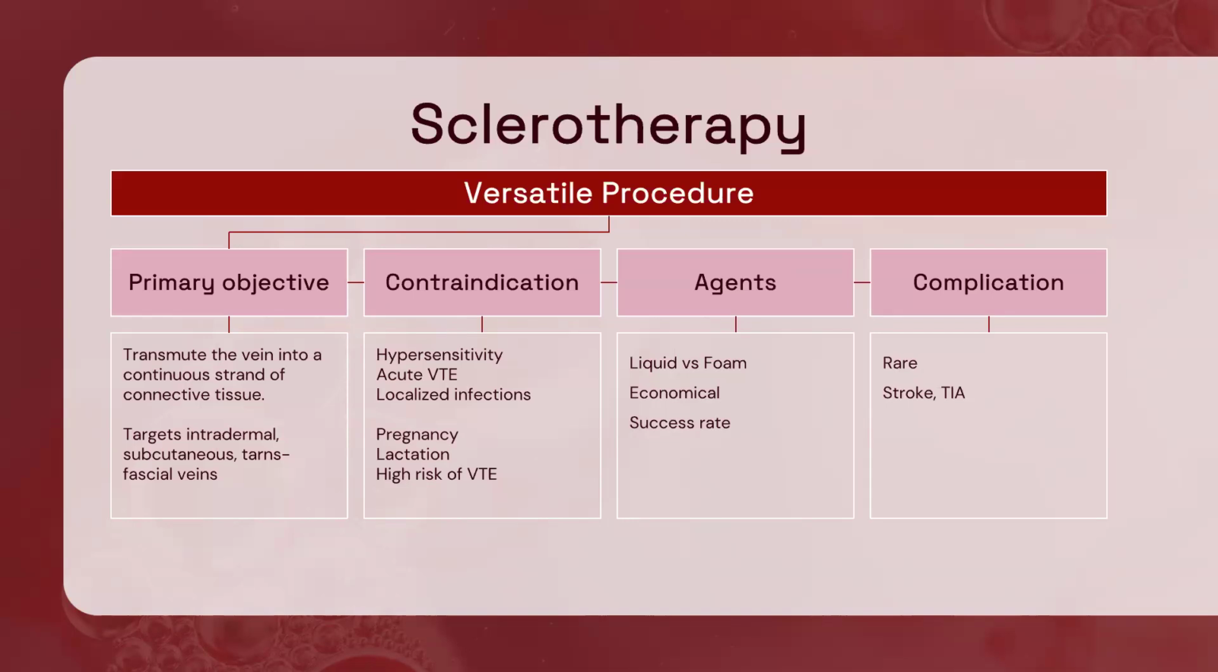You continue, sir. So, coming to the procedures, sclerotherapy is a versatile procedure with the primary objective to transmute the vein into a continuous strand of connective tissue. It can target intradermal, subcutaneous, and transfascial veins. The absolute contraindications are hypersensitivity to the sclerotherapy agent, acute venous thromboembolism, and localized infection.